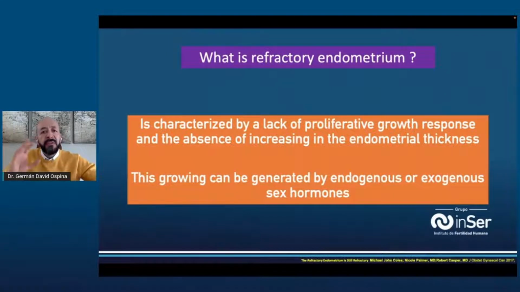Okay, and what is the exact definition of refractory endometrium? It's characterized by a lack of proliferative growth response and the absence of increase in the endometrial thickness. This growth, as you know, can be generated by endogenous or exogenous sex hormones.